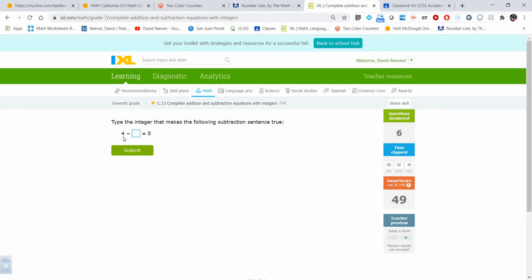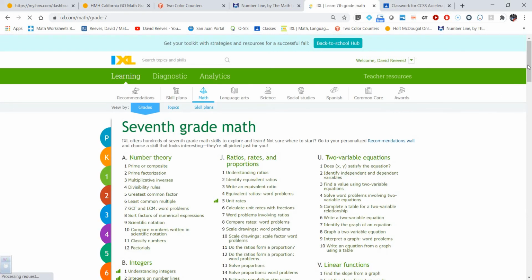Like on this one, I can subtract 4. Well, let's not worry about it. We've got to get on to the next one. I'm sorry, we're going to run out of time here. One more skill that we're going to do.